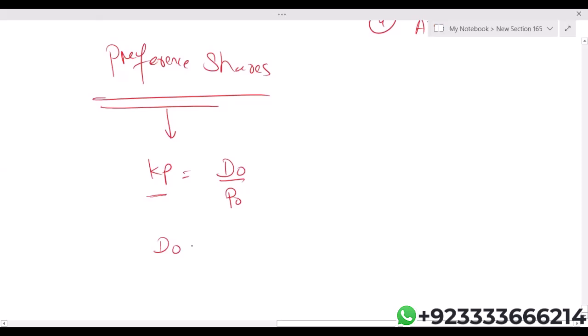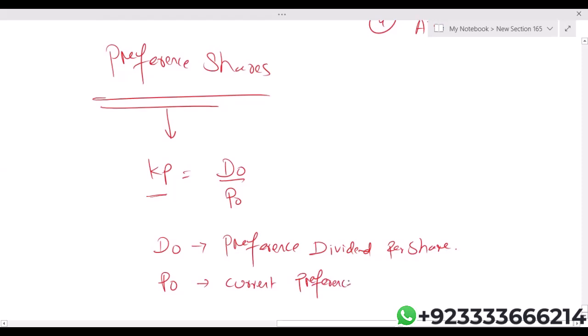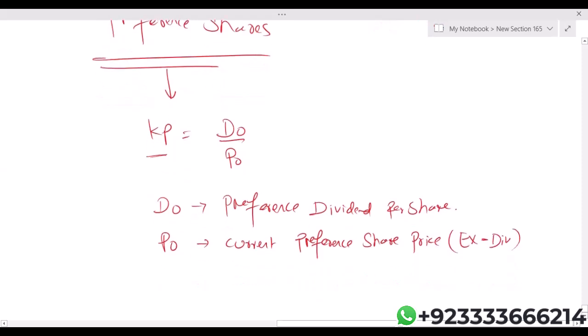So D naught is the preference dividend per share. P naught is the current preference share price, ex dividend. Another thing is, logically, when you are using this formula to calculate Kp, then your preference shares are irredeemable.